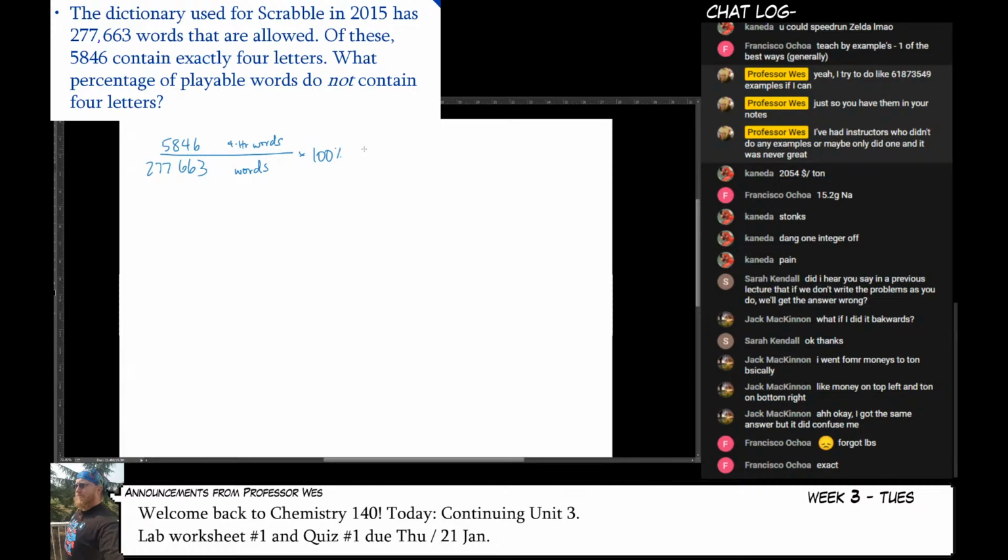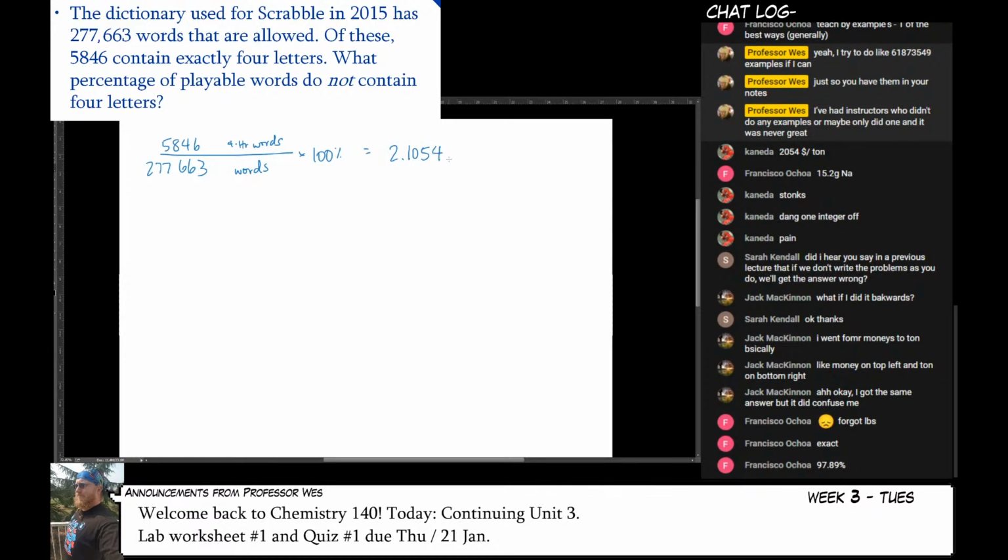And so the result that I get is 2.1054%. And there are more digits after this because I technically get infinite sig figs here. So this percentage are four-letter words. So what percentage would be not four-letter words?